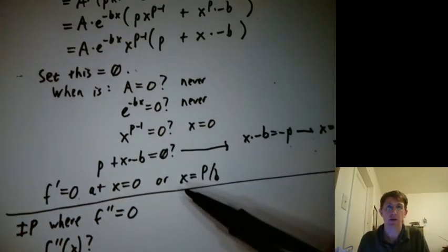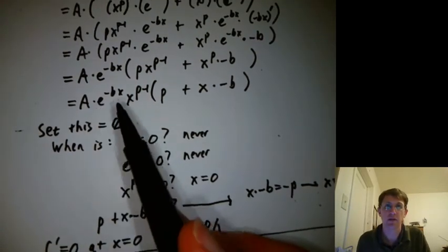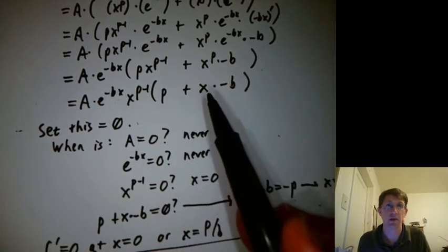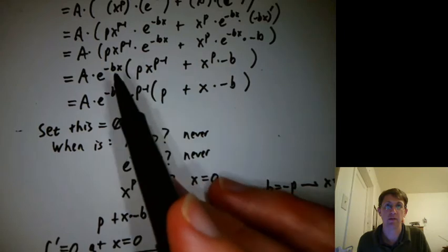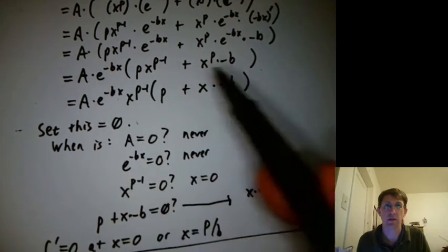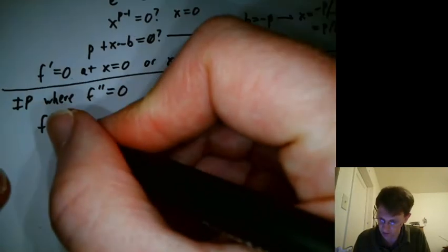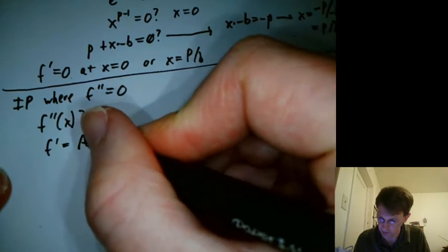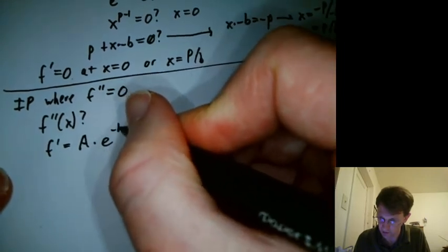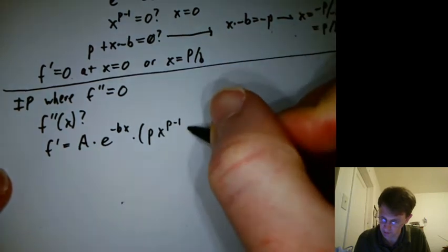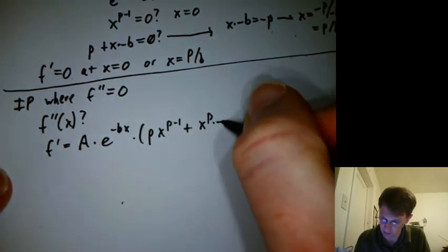So let's look back up at f prime. If I did it on this form of f prime, I'd have 3 things in the product rule, which is a pain. But if I go 1 row above, then I only have this and that in the product rule. So let's copy that expression here, just for ease of reference. So a times e to the minus bx times px to the p minus 1 plus x to the p times negative b.